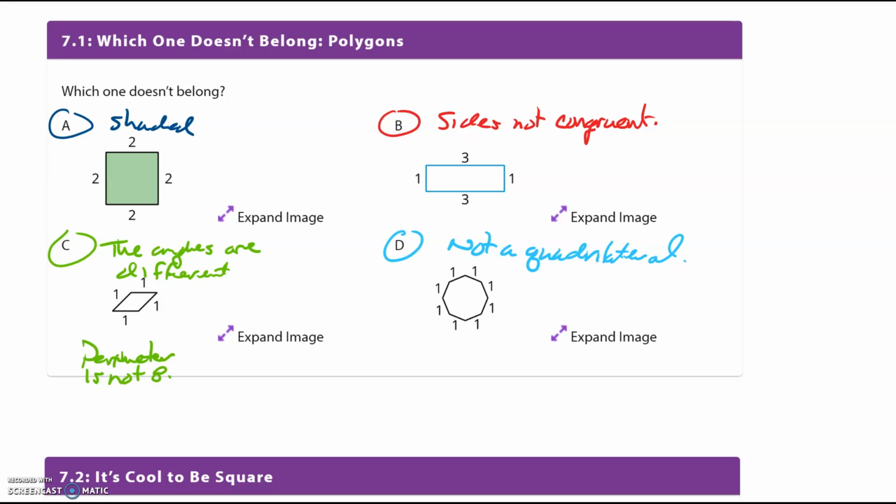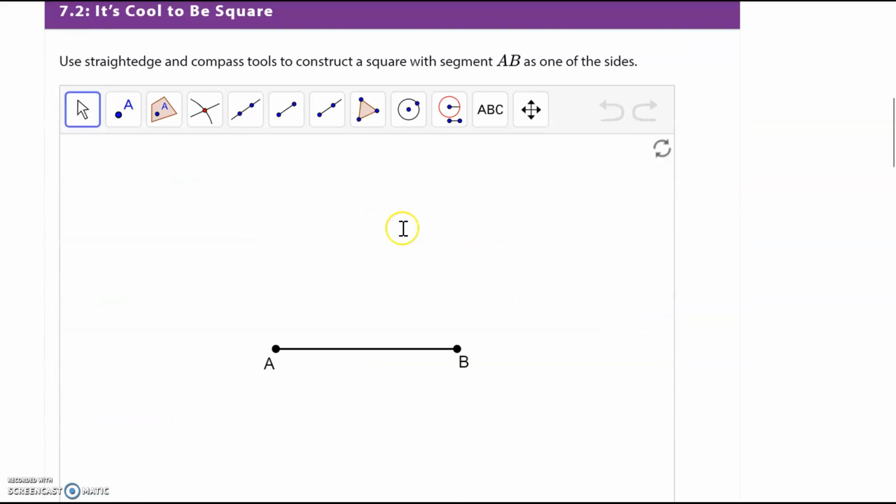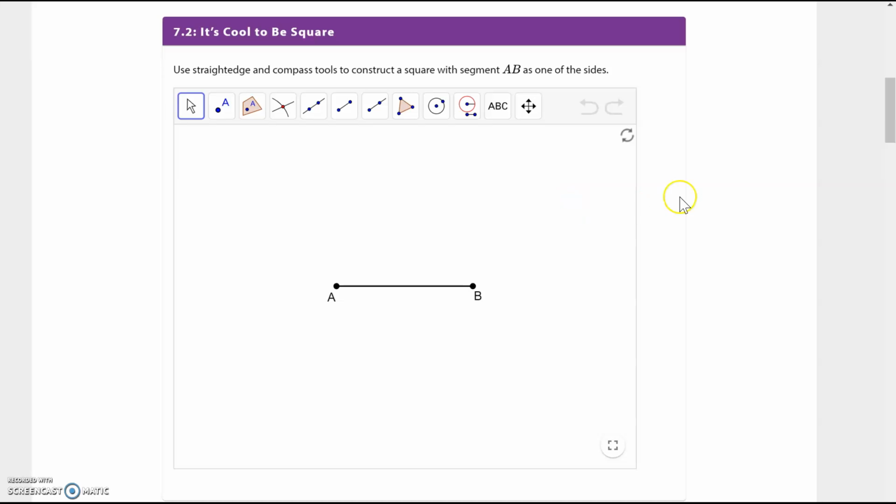So a little bit of just a warm up here to get us looking at shapes and trying to talk about them. So if we scroll on down, we're going to start with It's Cool to Be a Square, 7.2, and we're going to use a straight edge and compass tools to construct a square so that AB is one of the sides. And to do that, we're going to go to the construction applet that's built into the lesson, and we want to make sure that AB is one of the sides.